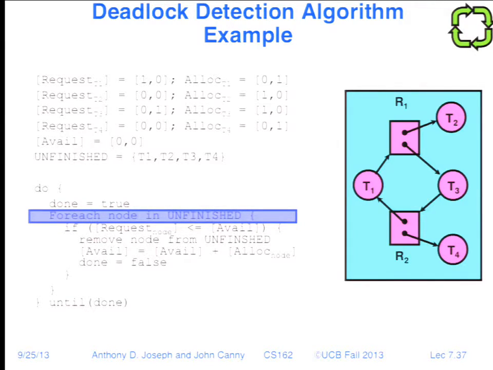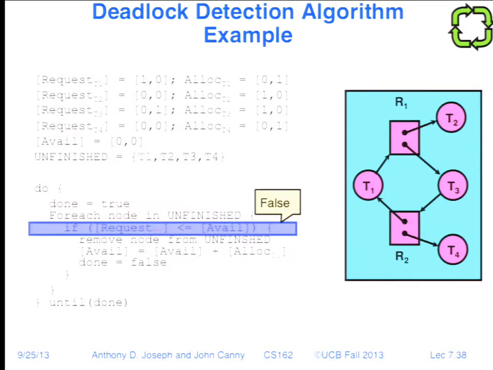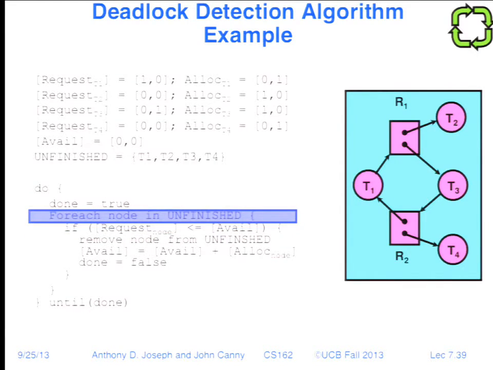Available resources is zero because you can see all of the resource instances are currently held by something. And unfinished, basically everything's running currently. None of the threads have finished executing. So we can simulate by working through this routine. We pick a node which is unfinished, so we'll get T1 first. T1's request here, 1, 0, is it less than the available resources? Well, there's nothing actually available right now. So that's going to fail, and we'll skip to the next node.